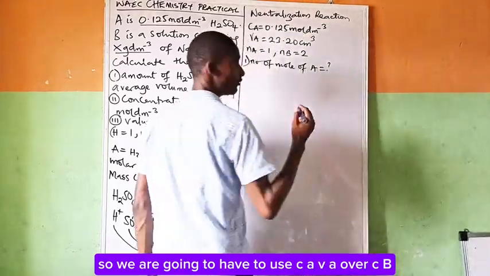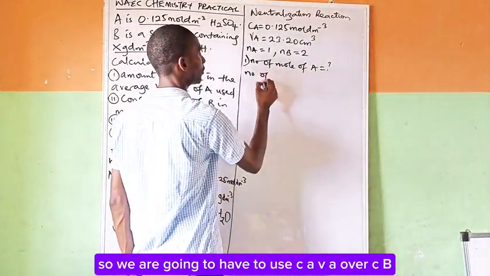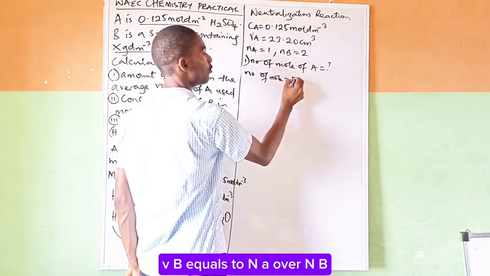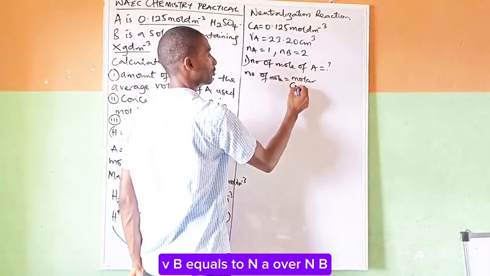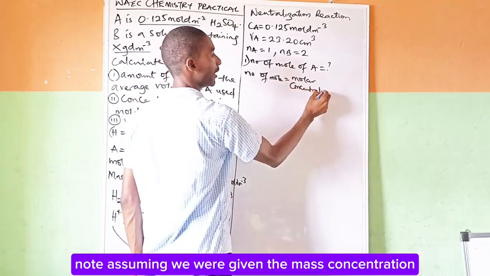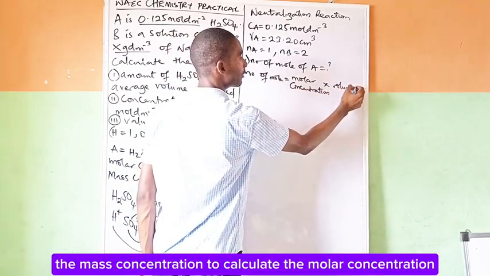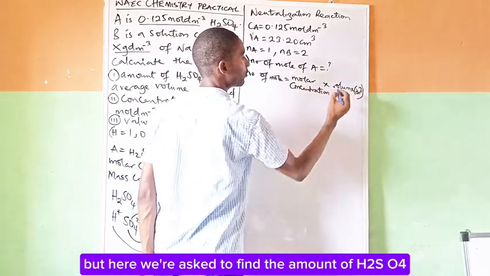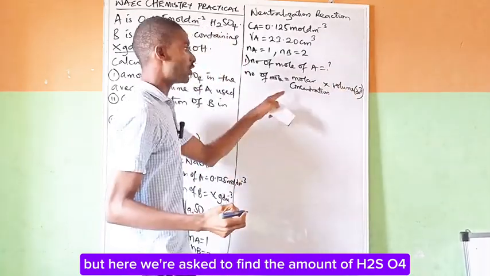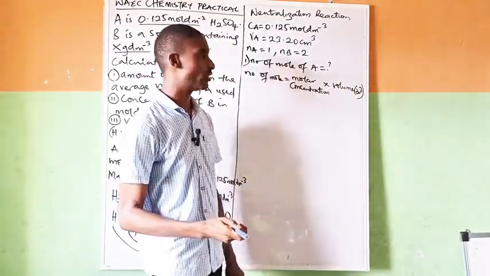So the amount of this, number of mole of A, is going to be, what formula are we going to use? So the formula we use is number of mole equals molar concentration times volume. And that volume has to be in dm cube. Number of mole equals molar concentration times volume in dm cube.